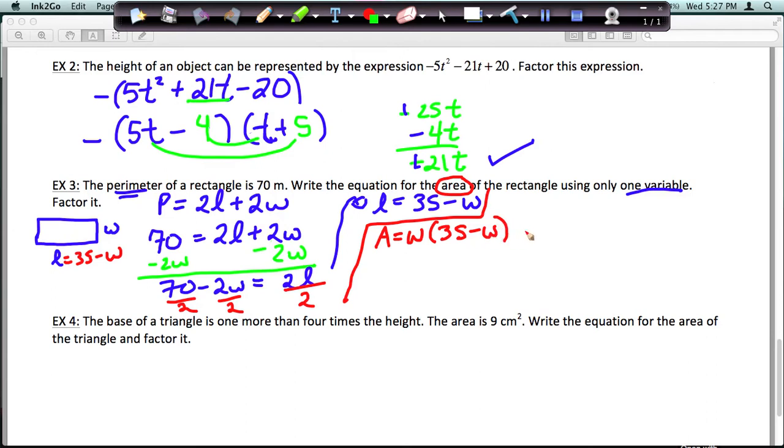Okay, now it says factor it, but it's actually already factored because we've pulled out the W. And so I'm just going to leave this right like this.